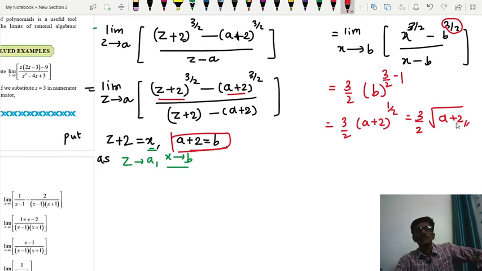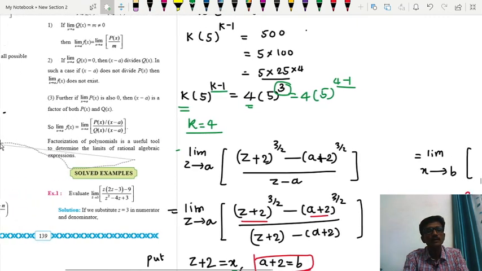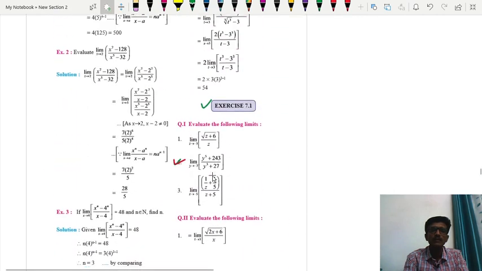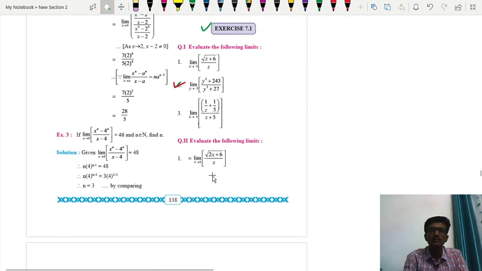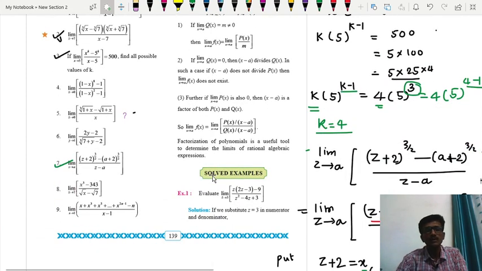So here we have completed different types of examples on this formula, limit x tends to a, (x raised to power n minus a raised to power n) upon (x minus a), from this exercise. Yes students, so we will continue with the next exercise in the next video. So we have completed exercise 7.1, different types of questions. In the next video we will do the next exercise. Thank you for watching this video.